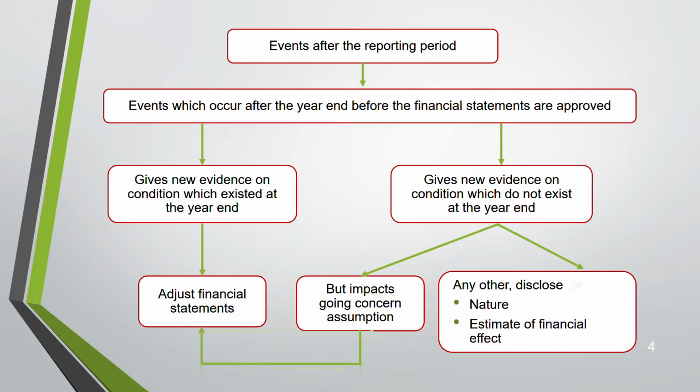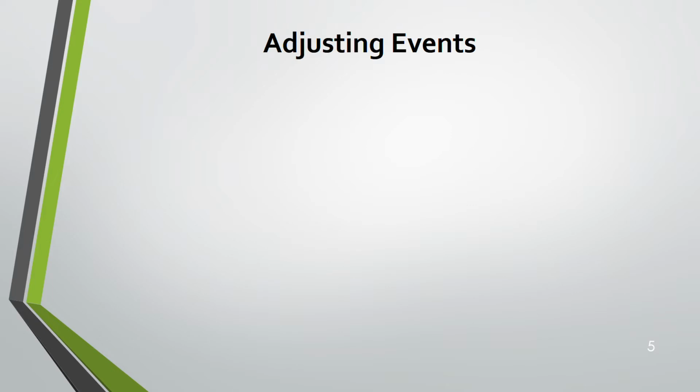Let me repeat again. If it is an adjusting event, adjust the financial statements. If it is a non-adjusting event, but it impacts the going concern, you adjust the financial statements. If it does not impact the going concern, disclose the nature and the financial effect. That's it. IAS 10 is all about that. Now your job is to identify whether it's an adjusting or a non-adjusting event.